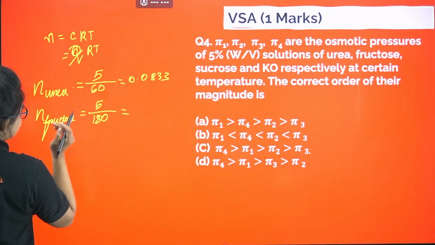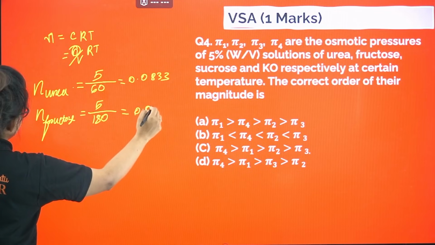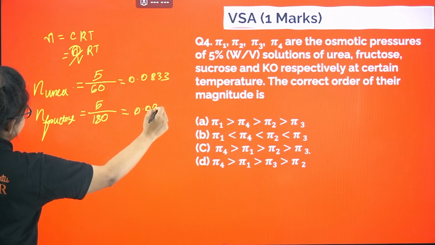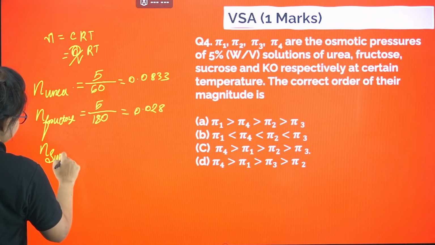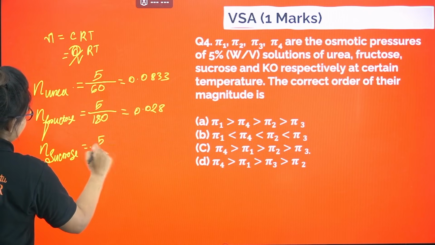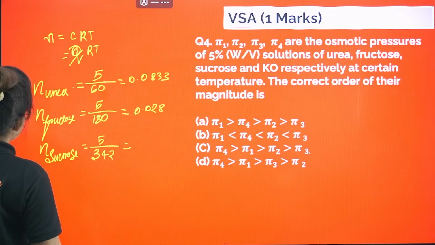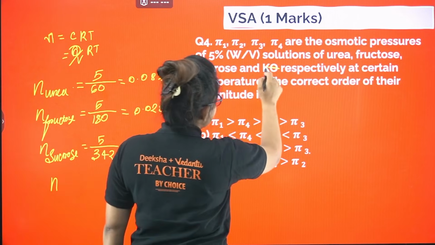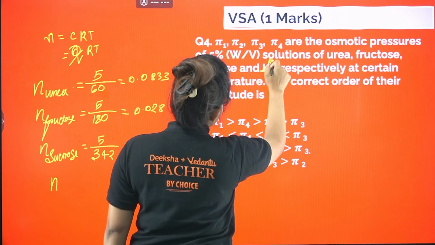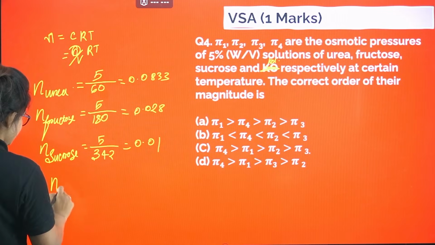Okay, so here you should get something like 0.028, I guess. Number of moles of sucrose, again 5 divided by 342. If you calculate, you should get something like 0.01. Next, one more thing I just want to tell you, this is not KO, this is basically KCl. If you check the original question, it's KCl. So we are going to do this with respect to KCl only.